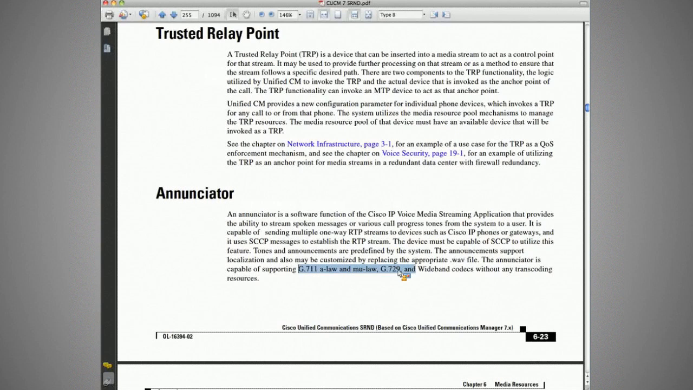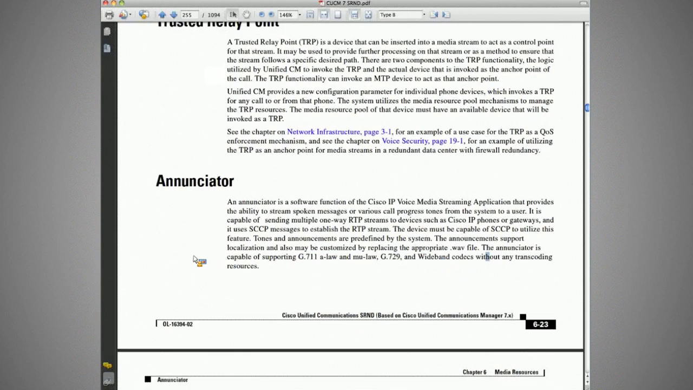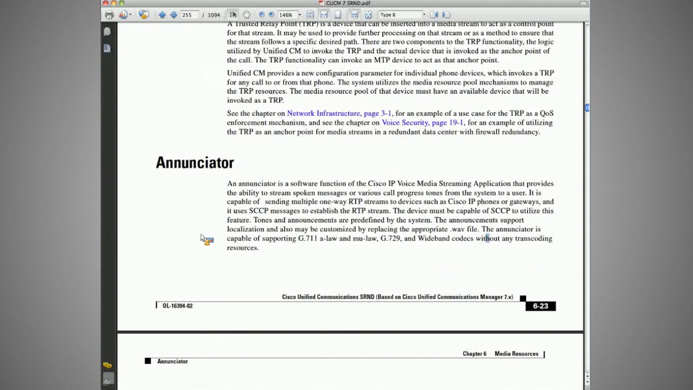Okay, it's capable of supporting G711 A-law, mu-law, and G729 wideband without any transcoding, but it has to be a skinny endpoint that it's talking to. So what does this mean? SIP phones don't get enunciator. MGCP gateways don't get enunciator.